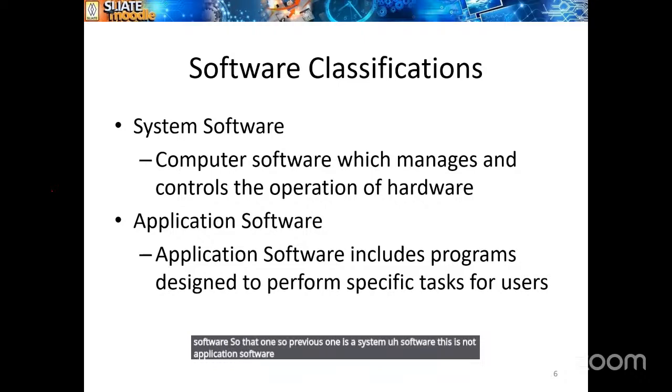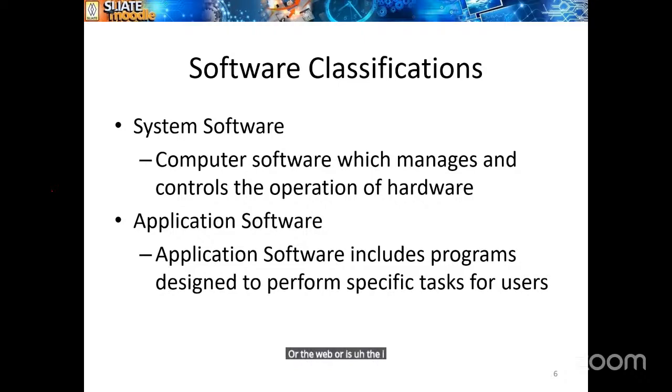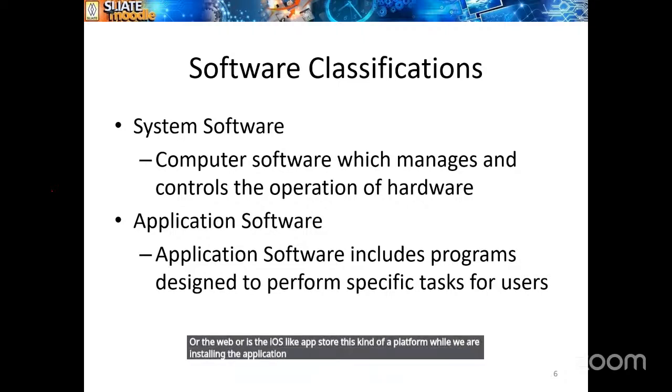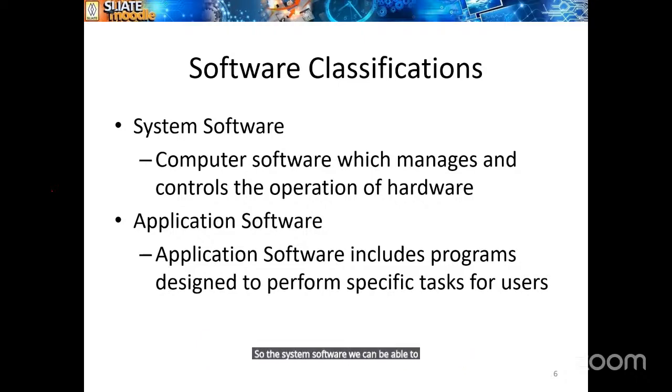Because we are installing this application with the help of a platform like the Play Store, the web, or the iOS App Store, it is called application software. Once we install this application on our mobile, we can easily uninstall it. The system allows us to uninstall these third-party applications. This is called application software. The system software we cannot uninstall from our mobile or our laptop.